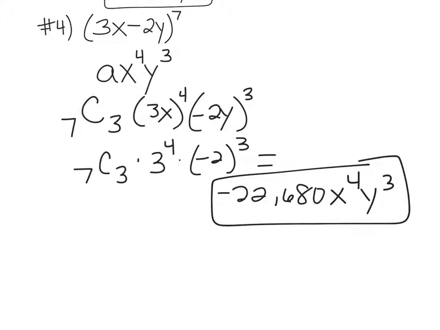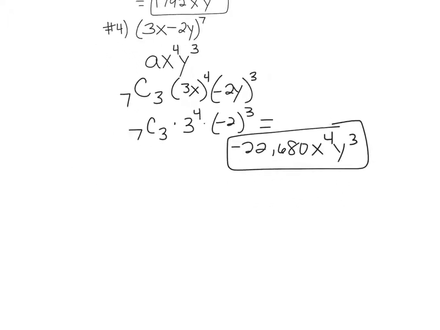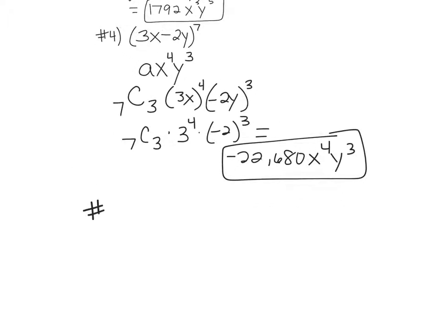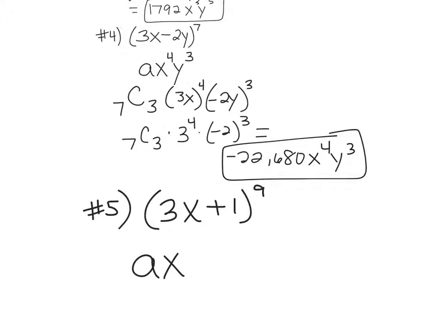Okay. All right, and let's do one more because this one's a little tricky. This one's not going to have a variable in the second spot, which gets a little complicated, but you can do it. Here we go. Suppose we have 3x plus 1 to the 9th power. And I want to find the ax to the 5th term.